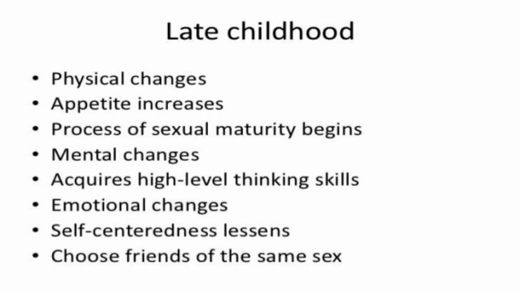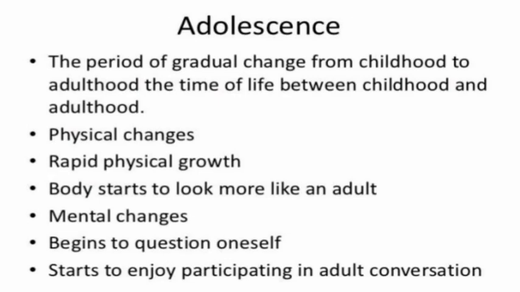In later childhood, physical changes include increased appetite, and sexual maturity begins. Mental changes include high-level thinking. Emotional changes include self-centeredness, and they choose to have same-sex friends. Coming to the adolescence period, it's a gradual change from childhood to adulthood. Rapid physical growth is seen, and the body starts to look more like an adult's. Mental changes are there: they begin to question oneself and start to enjoy participating in adult conversations.